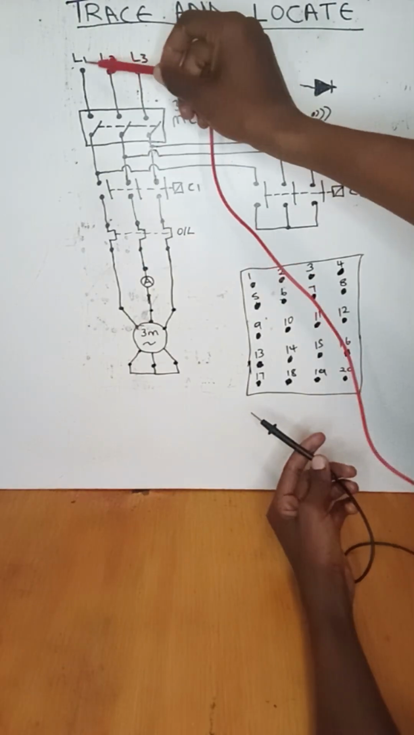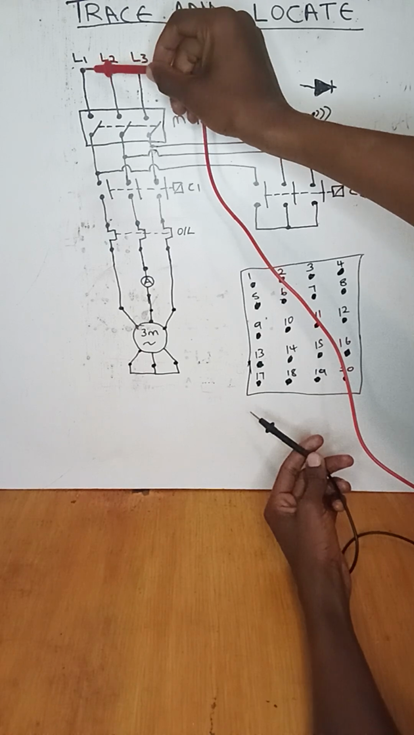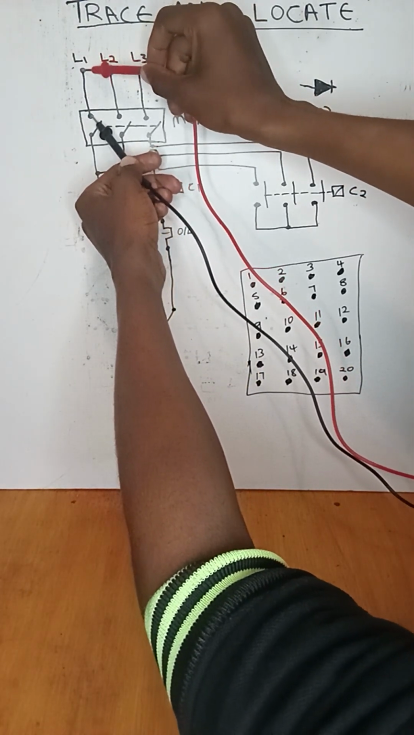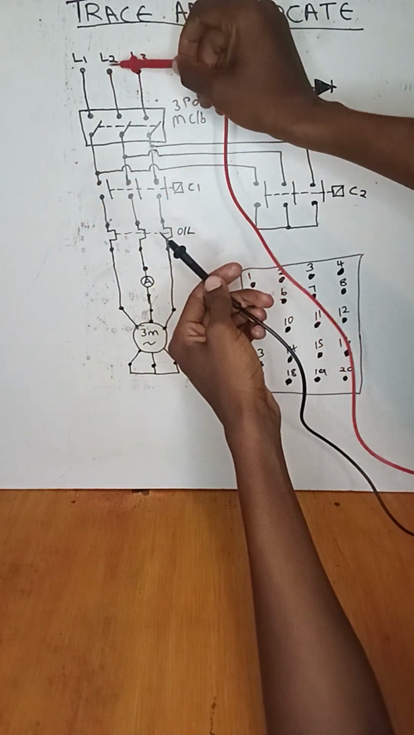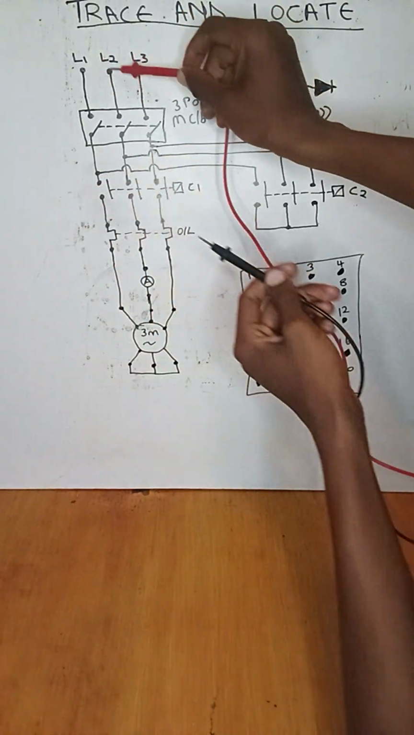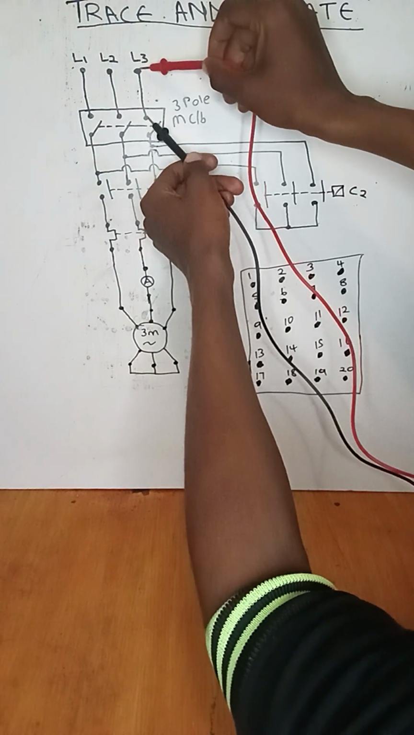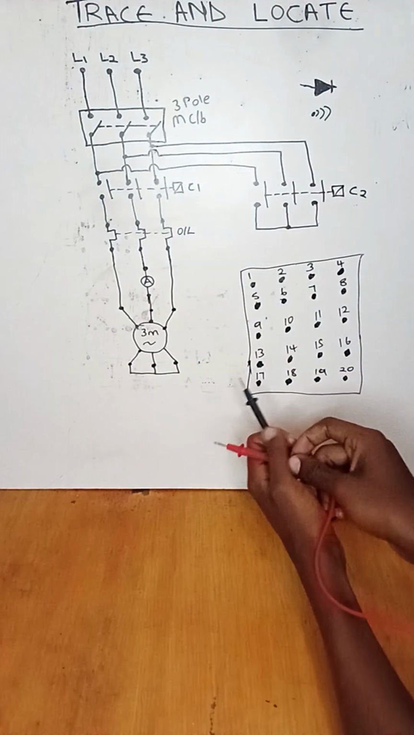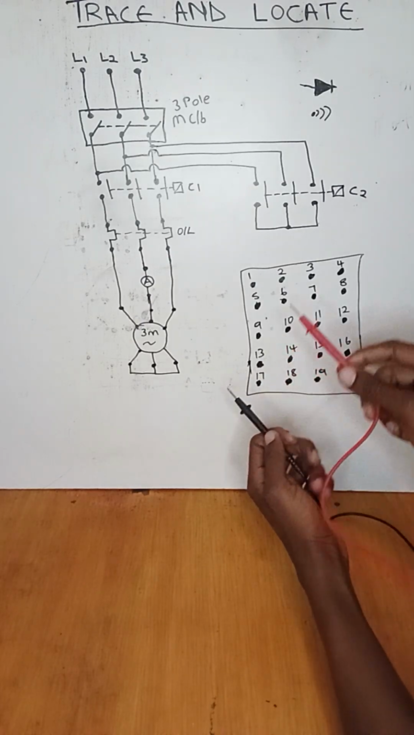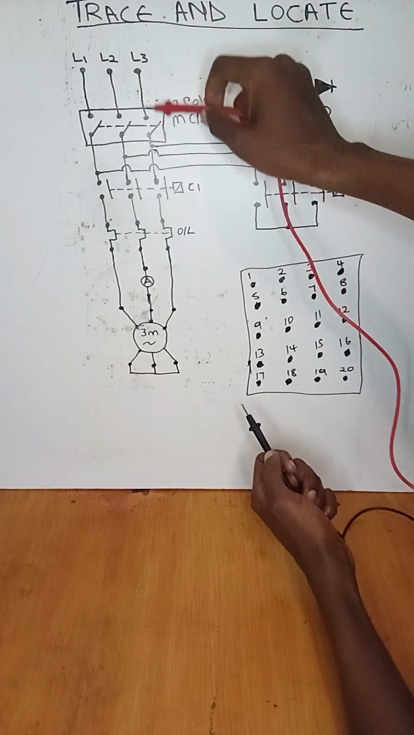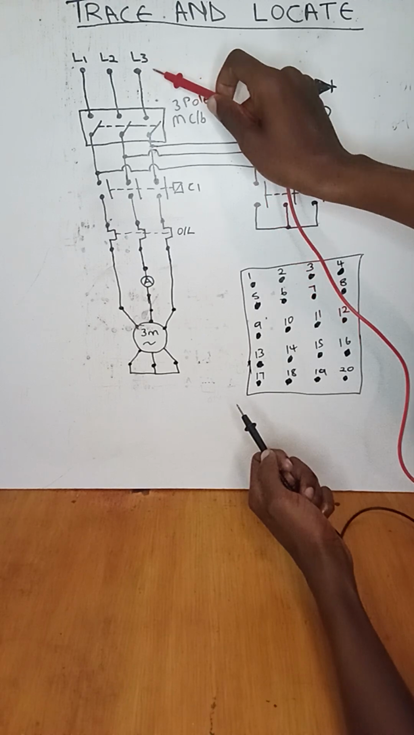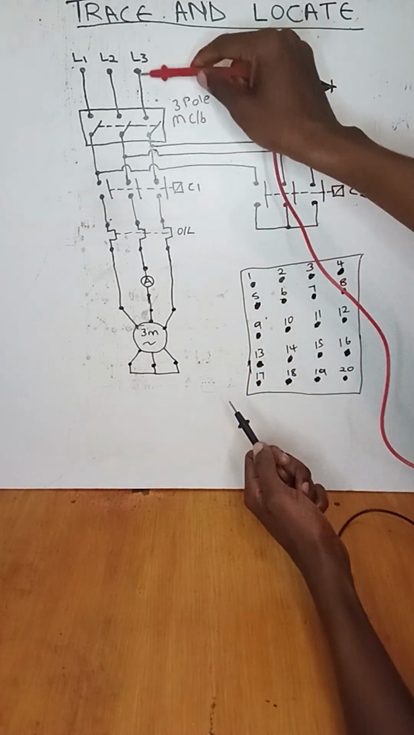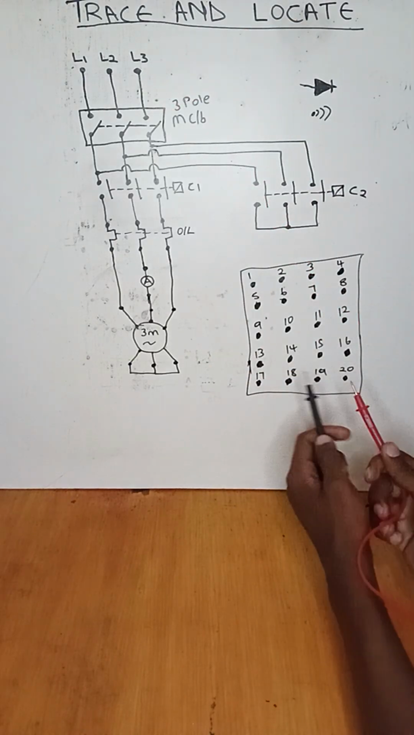So we'll start with live 1. Test here and here. It beeps, which means this wire is present. Test here and here. It beeps, this wire is present. Test here and here. Let's say it doesn't beep. So if this part doesn't beep, it means we have to locate a wire to replace this space.